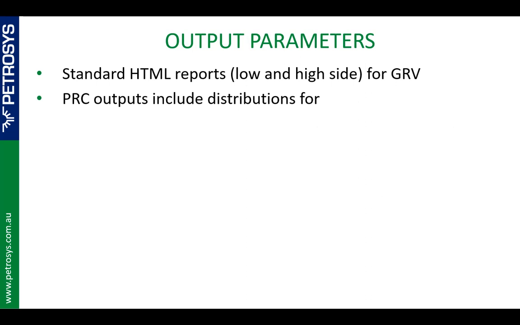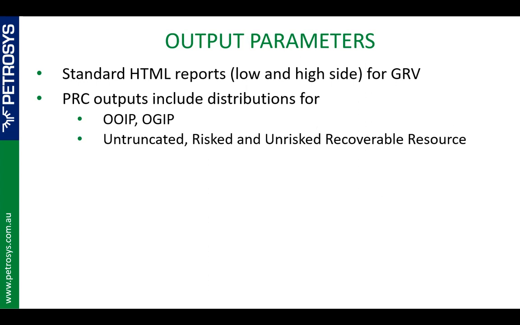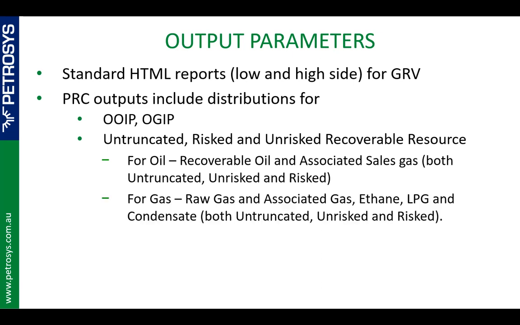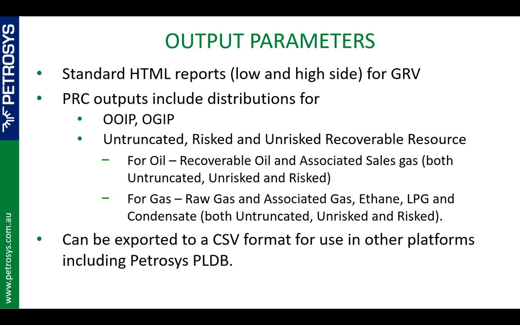The outputs from the PRC include our distributions for the oil and gas in place, our untruncated risked and unrisked recoverable resource. This can be done for oil, so recoverable oil and associated gas for both untruncated, unrisked and risked. And also for gas, raw gas and associated gas such as ethane and LPG, again for both untruncated, unrisked and risked. And these can then be exported to a CSV format, which we can then use in other platforms, such as importing directly into the Petrosys PLDB database, which is a prospects and leads database.